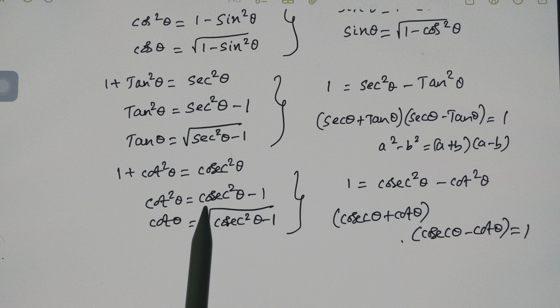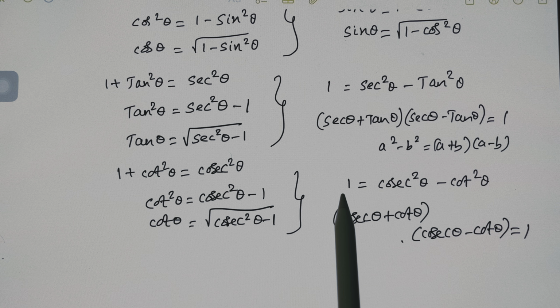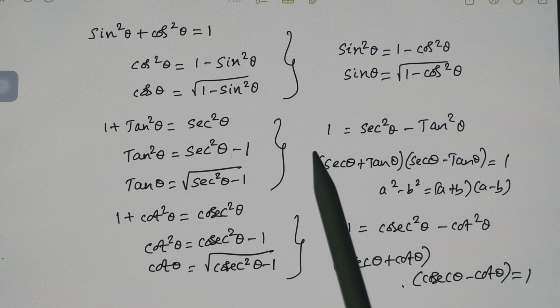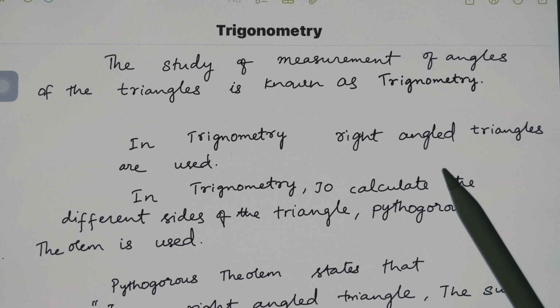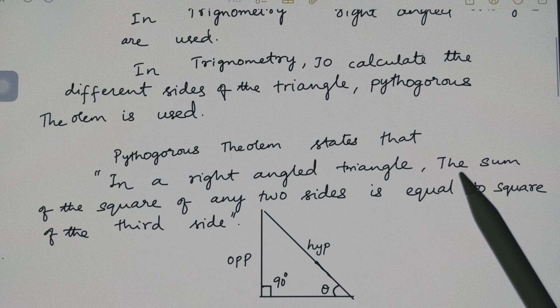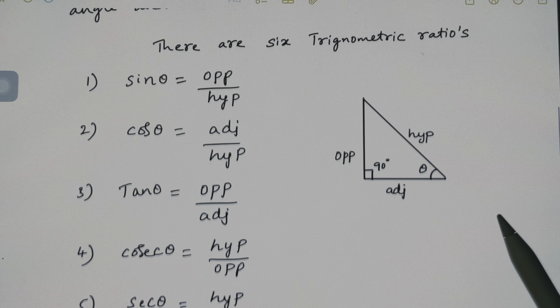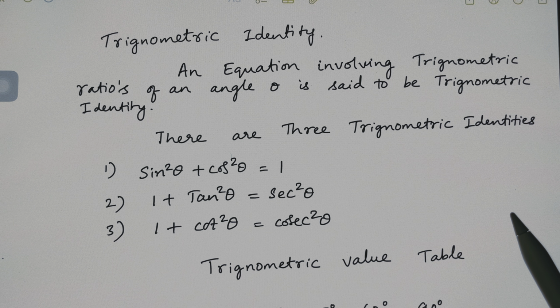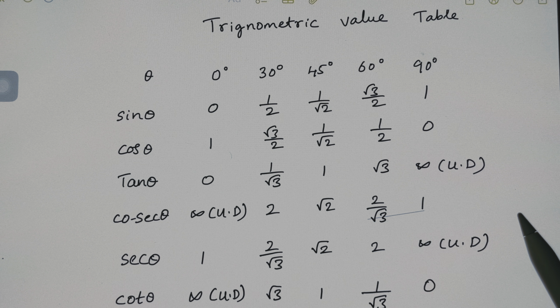Again, you have got 4 formulas using the third identity: cot square theta equals cosecant square theta minus 1, cosecant square theta minus cot square theta equals 1, and cosecant theta plus cot theta into cosecant theta minus cot theta equals 1. So these are the trigonometric identities which we have worked out to get further different formulas. I hope you have understood the basics of trigonometry, and that you will work out the formulas and get ready for solving problems.